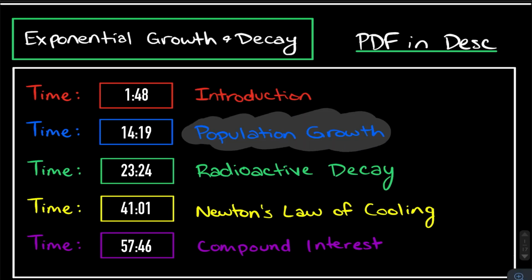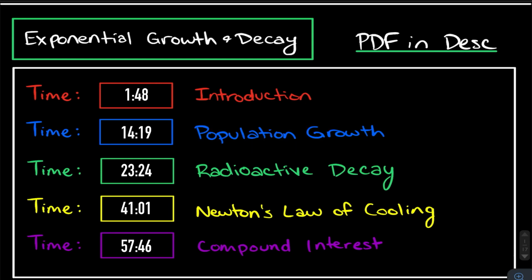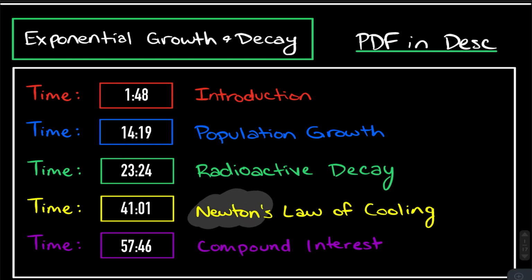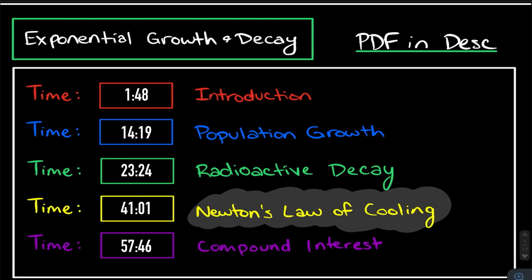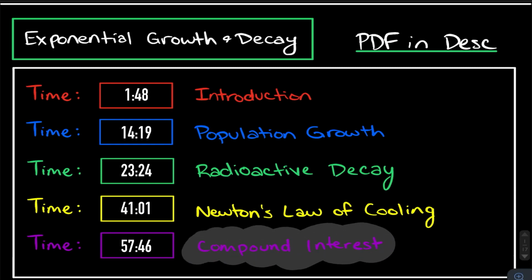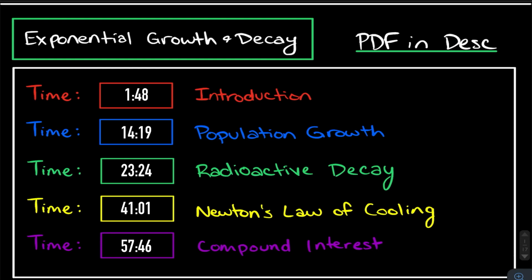After we talk about the introduction, we will get into population growth. This is the first example that we'll talk about. This is definitely something that you've had to deal with before. We'll talk about radioactive decay. This is half-lives and everything. We'll talk about Newton's law of cooling. This is probably something that you haven't encountered before. Throw your room temperature coffee mug outside and see what temperature it's going to be in 10 minutes. That's Newton's law of cooling. And then we deal with compound interest, which again is something you've probably heard of before. So that's all coming in this video.